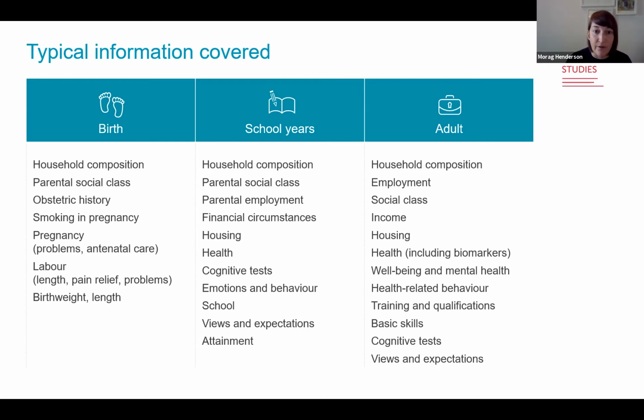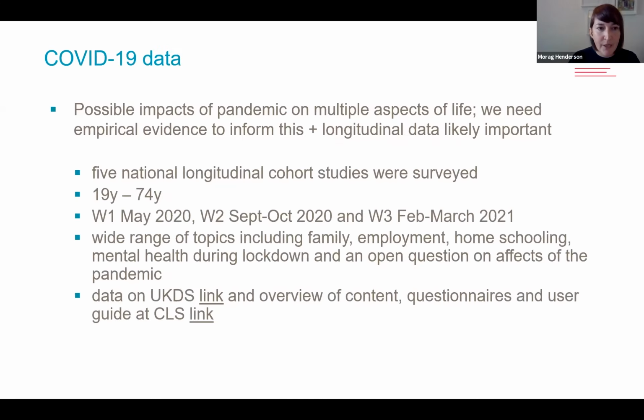So in adulthood, we've got information on health, housing, basic skills, cognitive tests, well-being, mental health, income, social class, employment, all sorts of things. And I'll say a little bit more about how you might want to use the typical information covered in your own research in a little while. So as I said, in addition to the 4 main studies and the multiple sweeps within the 4 main studies, we have this COVID-19 data.